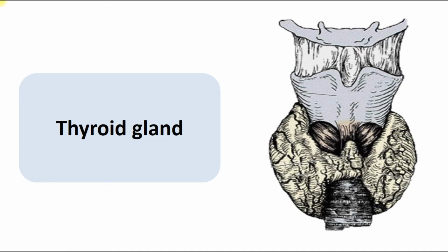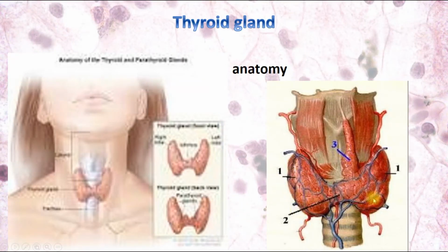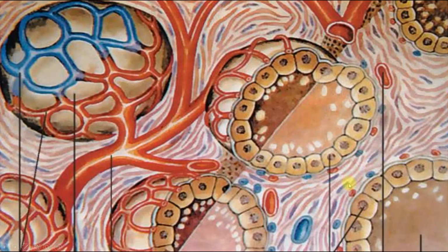And now we are going to thyroid gland, which is also a completely endocrine gland, peripheral endocrine gland. So here we can see anatomy of thyroid gland. It has two lobes, right and left. It has isthmus and pyramidal lobe, additional pyramidal lobe.